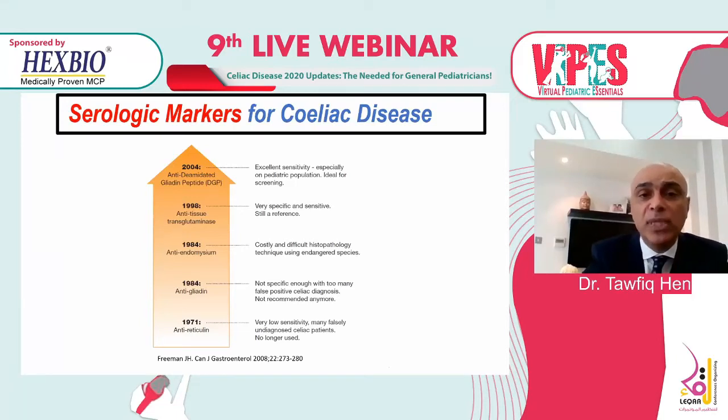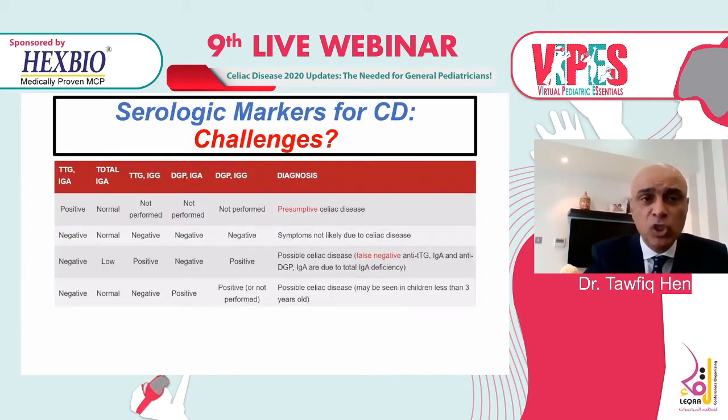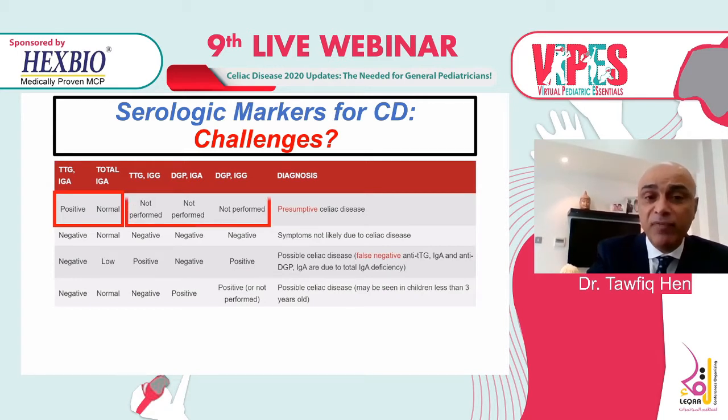Also, they introduced the anti-deaminated gliadin peptide. It's very useful for patients below the age of 2 years, for the child group, to confirm the diagnosis. So the initial step: if we do tissue transglutaminase and total IgA, and the total IgA is normal and the tissue transglutaminase IgA antibodies are positive, we don't need to do anything more. This is a presumptive celiac disease.